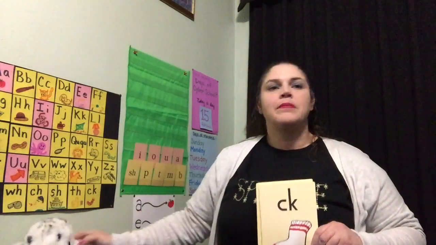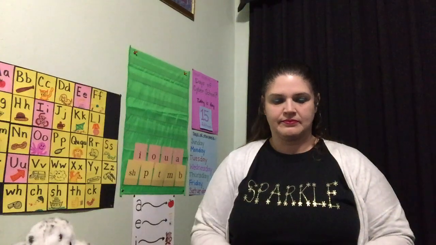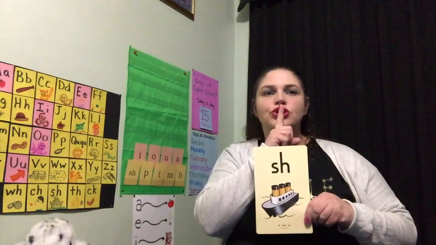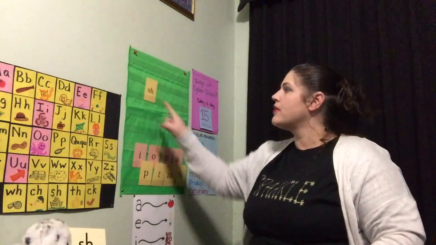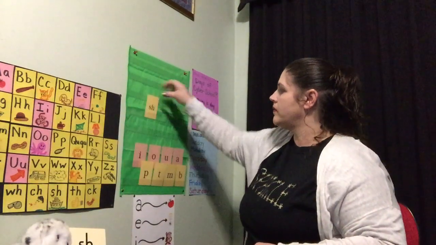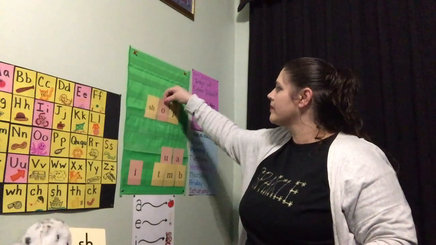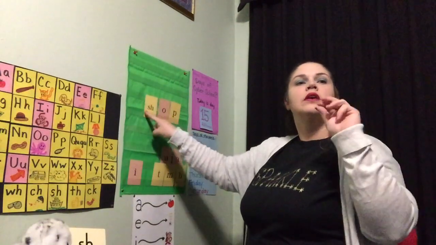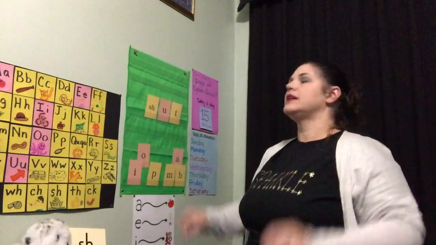Nice job. We're going to do some tapping and blending with words that start with SH. SH, ship. When we put those two letters together, they're on one card because they make one sound together. SH, ship. Elbows up, let's tap that out. Sh-I-P, ship. Nice job. Now change that middle sound. Elbows up. Sh-O-P, shop. Elbows up. Sh-U-T, shut. You're doing awesome.